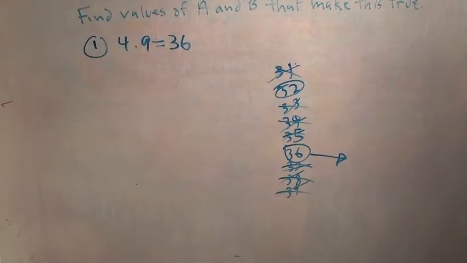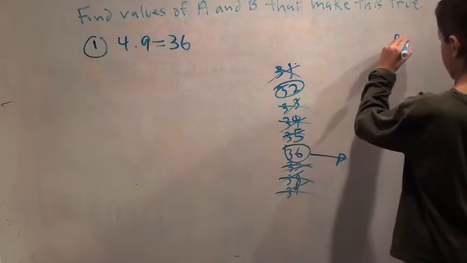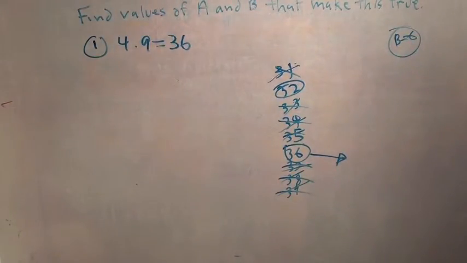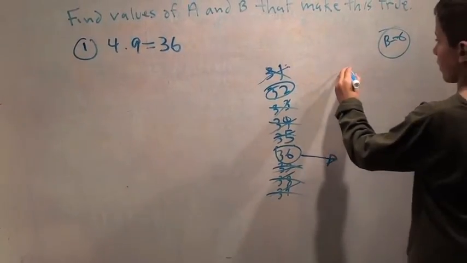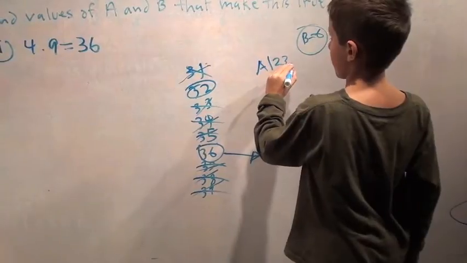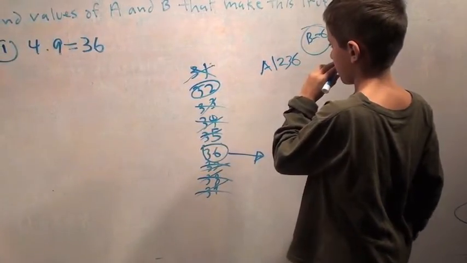So what's B? B equals 6. And the one you're picking, B equals 6. Okay? What's next in our little problem? We have to do the divisibility rule for 9. Okay, how do we do that? Well, remember what our number is: A1236.